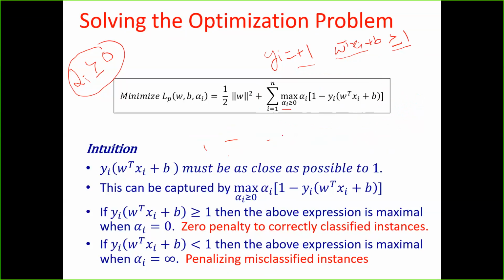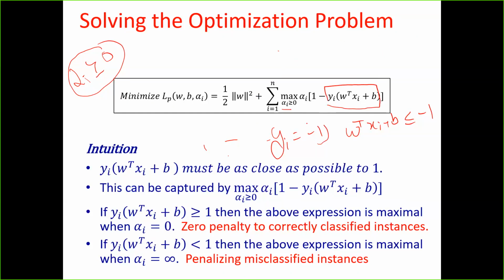Similarly, you take yi equal to -1 and W transpose Xi plus B less than or equal to -1. Is the prediction right or wrong? Correct. So what is yi times W transpose Xi plus B when yi is -1 and W transpose Xi plus B is less than or equal to -1? It will be a positive value, greater than or equal to 1. So what is 1 minus something greater than or equal to 1? Less than or equal to 0. What is the maximum value that you can get out of this expression, and for which alpha? It is again 0, right? So this is also a correct prediction, and therefore you are adding a 0 penalty to the cost function.